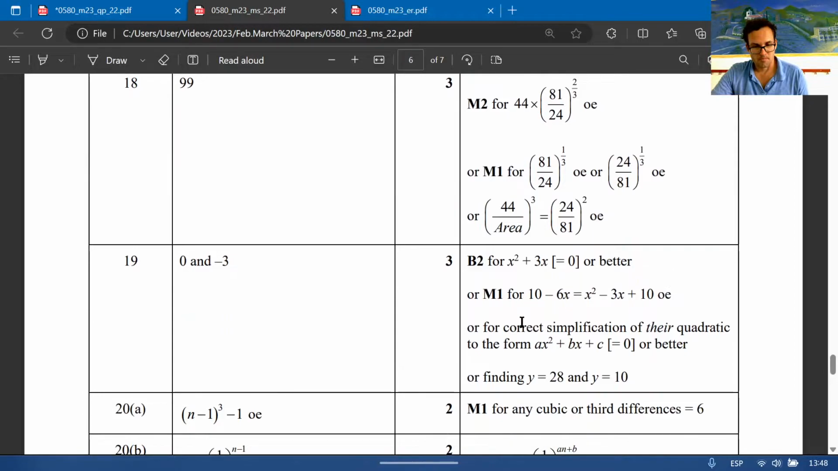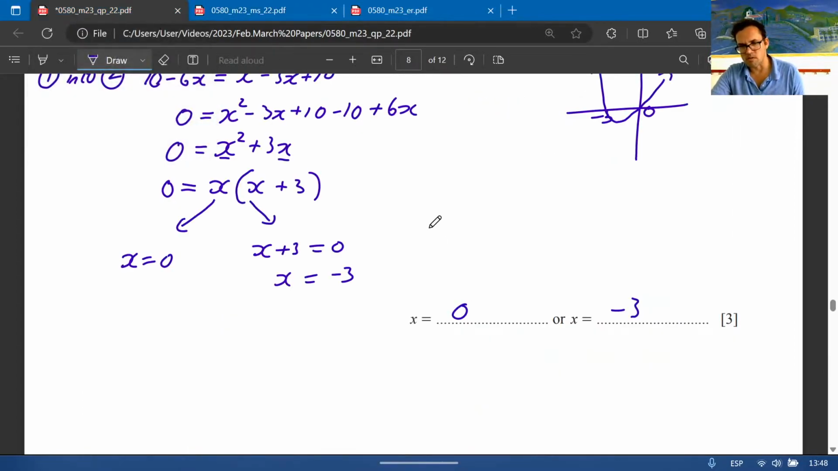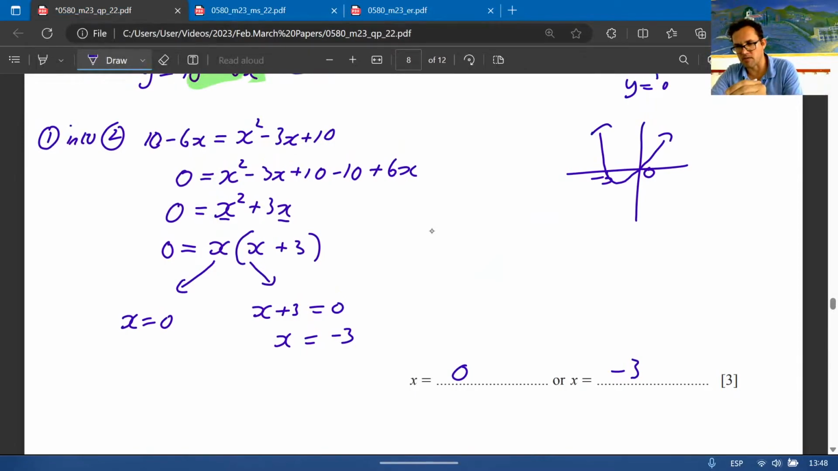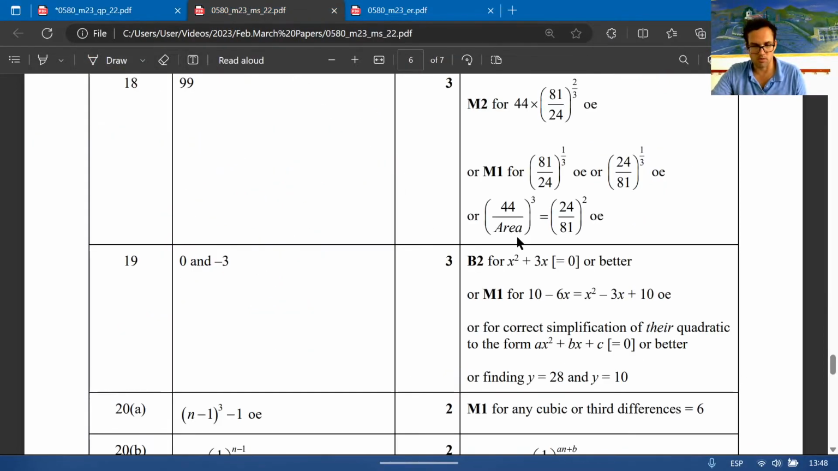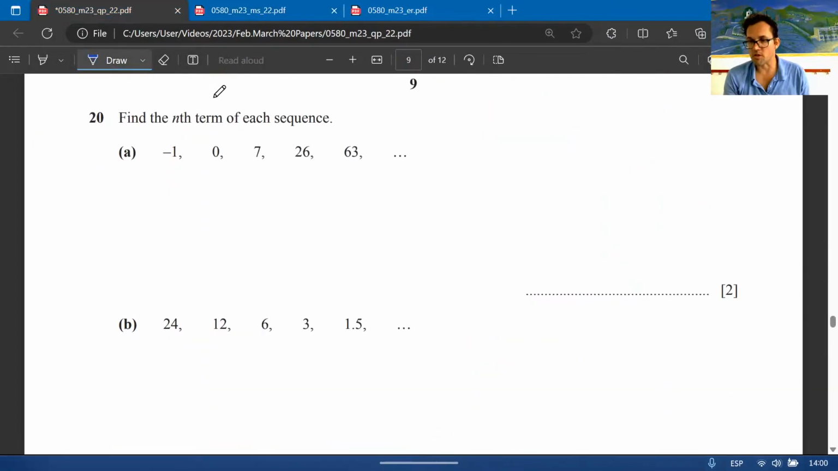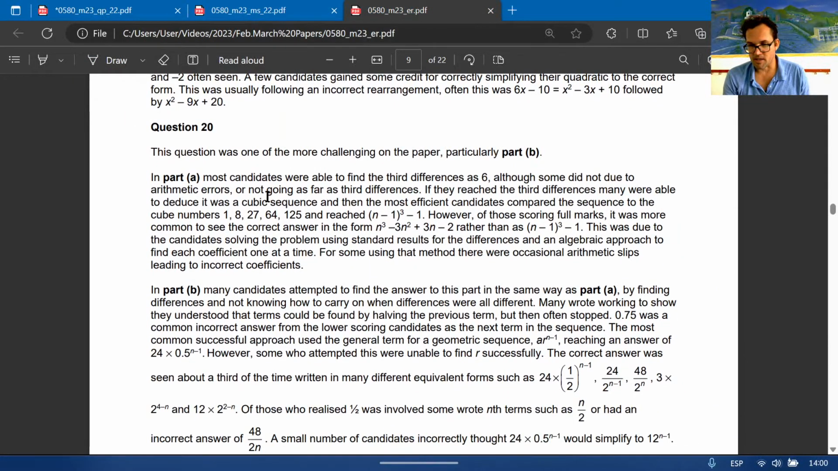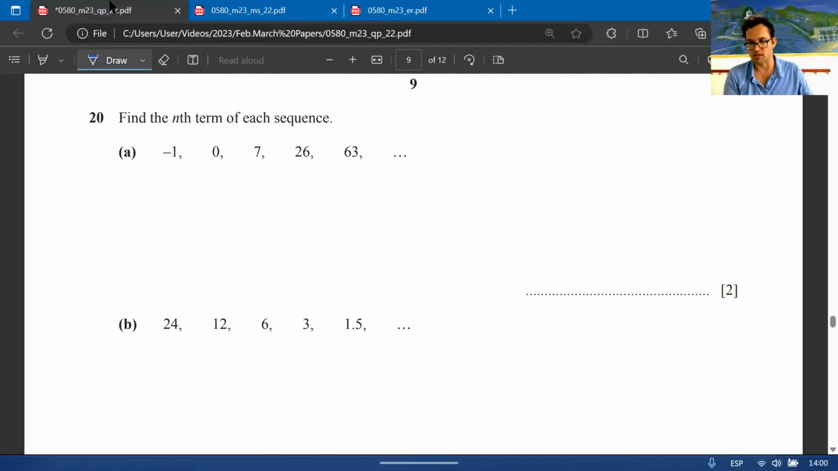So remember to show the working out. Basically, they give you 1 mark for that, 1 mark for that, and then 1 mark for the answers, it seems to me. Question 20, and again here, it was one of the more challenging on the paper, particularly B. I found A a bit harder, but anyway, let's have a look at this.